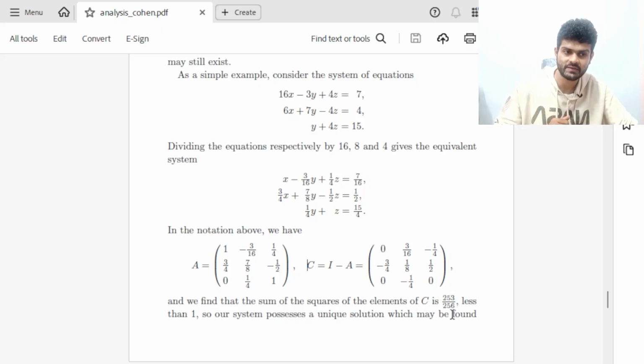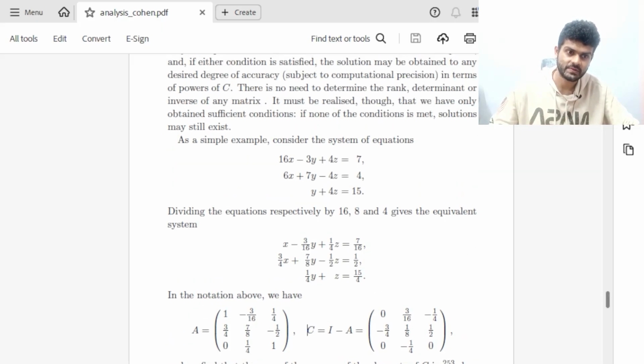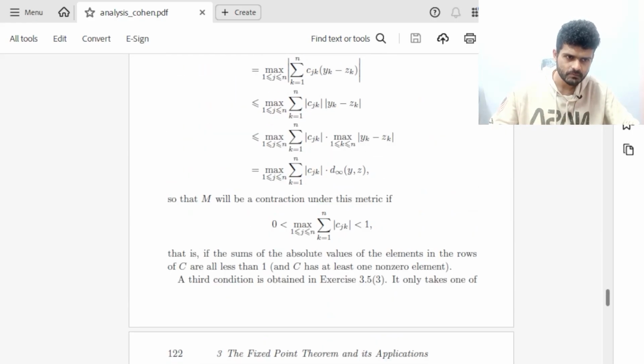If the sum of squares happens to be less than 1, in this case 253 divided by 256, then there's a unique solution for the system. That's amazing. We just need to form this matrix C, which is I minus A, and look at the sum of squares. If it's less than 1, then you can say that there's a unique solution for the system. That's really, really cool.